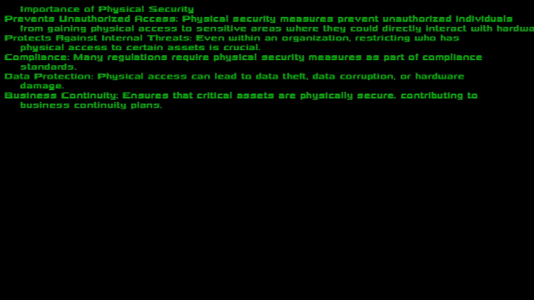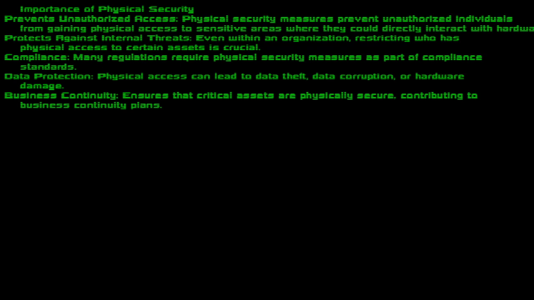Physical security. Importance of physical security. Prevents unauthorized access. Physical security measures prevent unauthorized individuals from gaining physical access to sensitive areas where they could directly interact with hardware. Protects against internal threats. Even within an organization, restricting who has physical access to certain assets is crucial.